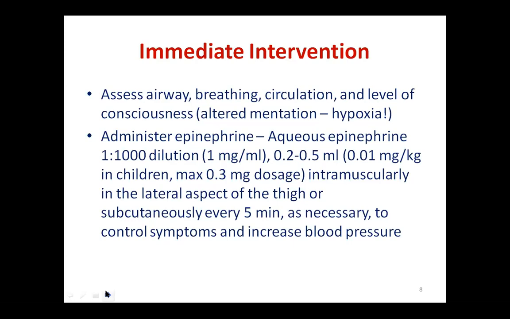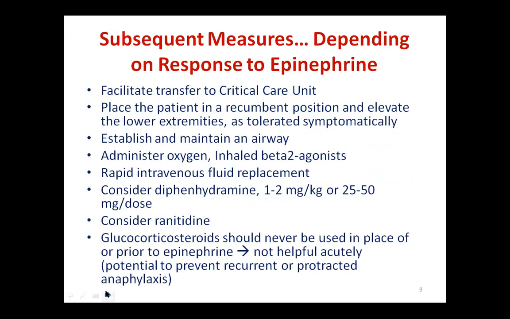So adrenaline is the most important drug that we should keep in our mind, and the dose of that is aqueous adrenaline 1:1000 dilution, 0.2 to 0.5 ml intramuscularly. And this is to be noted, why this is, I will come in later. The lateral aspect of the thigh, or we can also give subcutaneously every 5 minutes as necessary to control the symptoms. And obviously we have to see the blood pressure and how to increase the blood pressure.